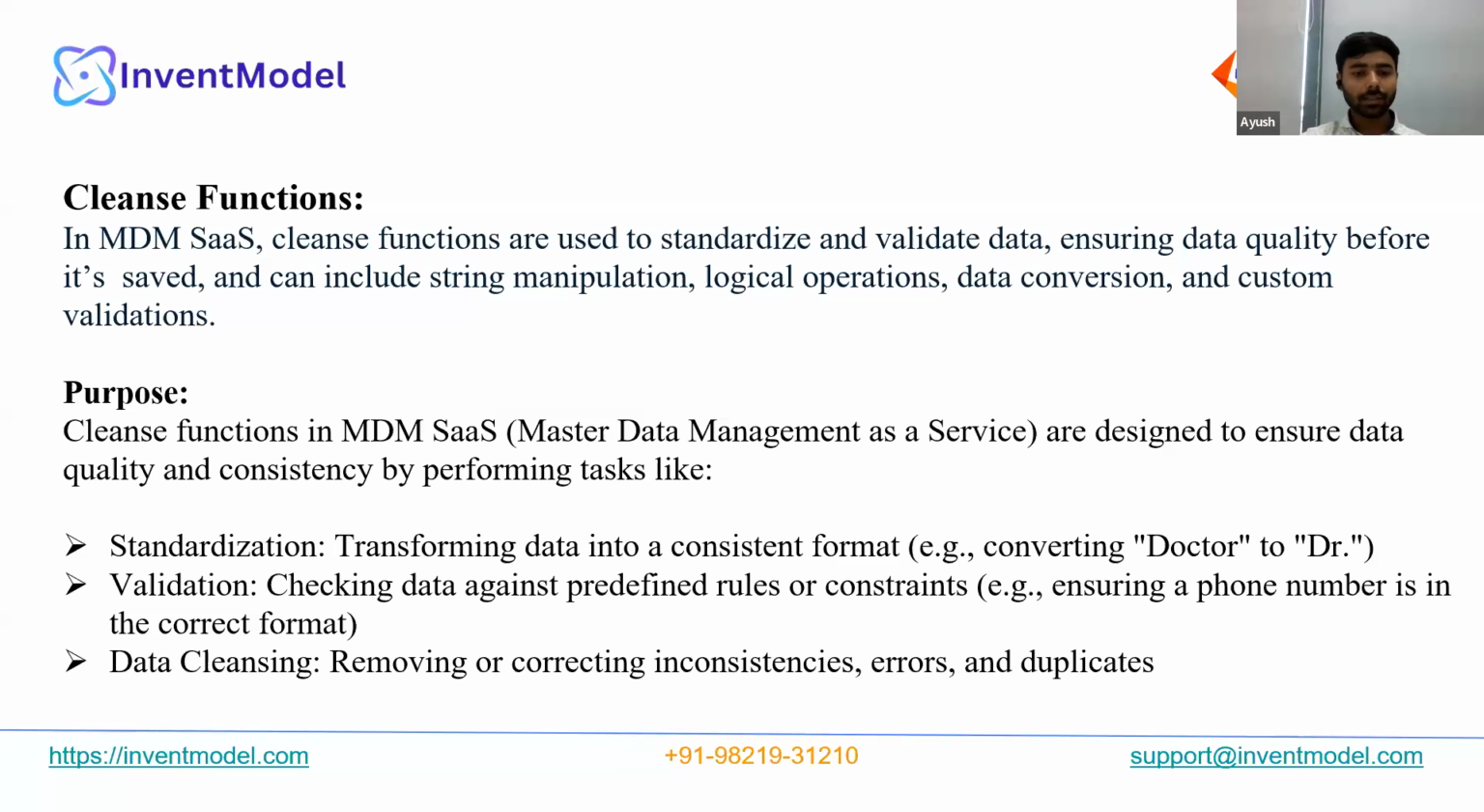And the second one is validation. In validation, we can check the data against predefined rules or constraints, like ensuring a phone number is in the correct format. And the third one is data cleansing. Data cleansing means removing any unwanted character or unwanted noise from the data. That comes under data cleansing, which basically removes the inconsistencies, errors, and duplicates from the data.